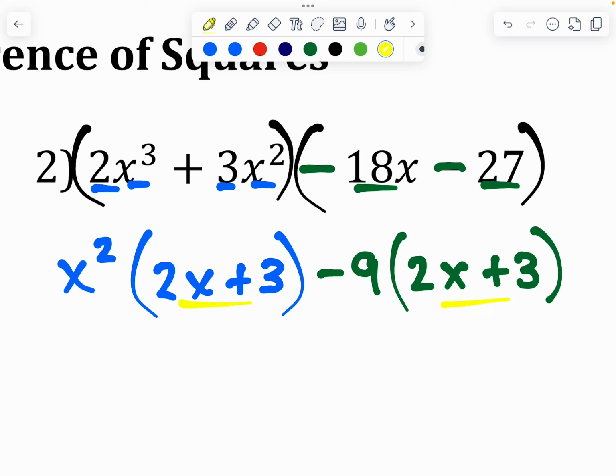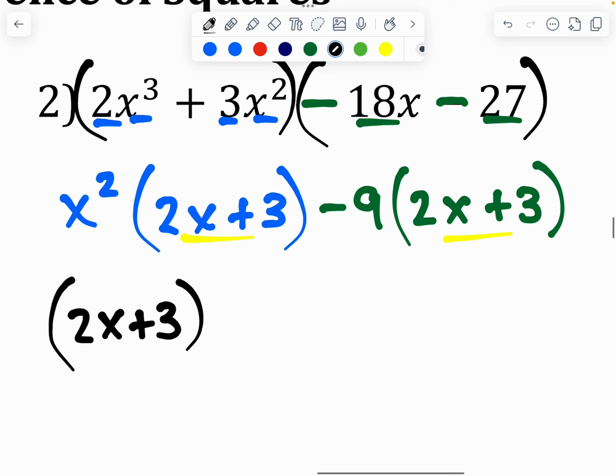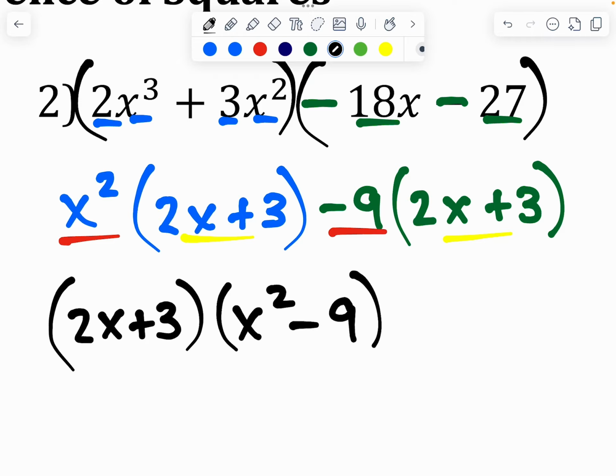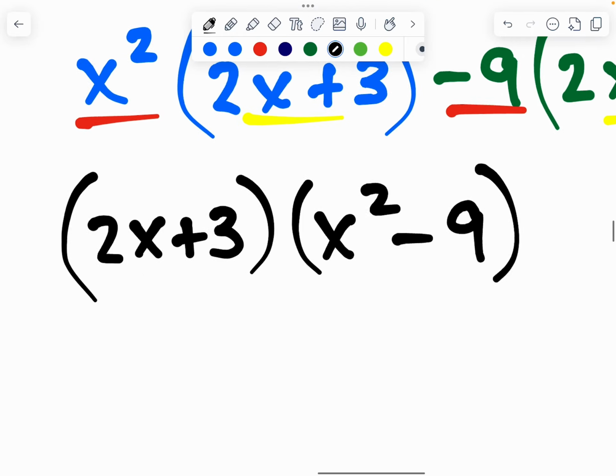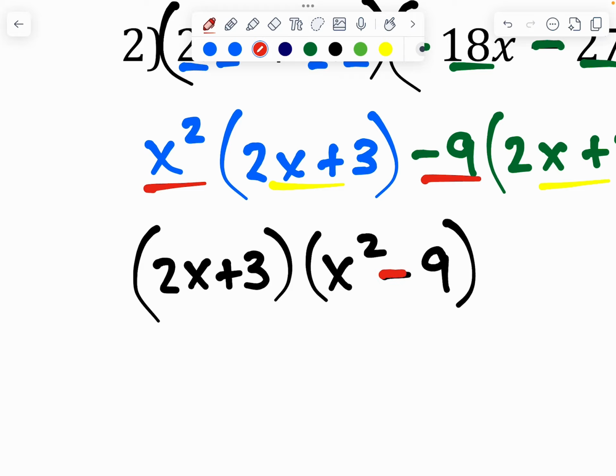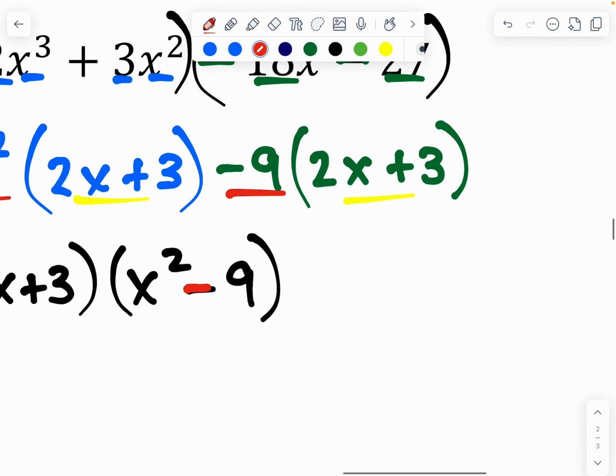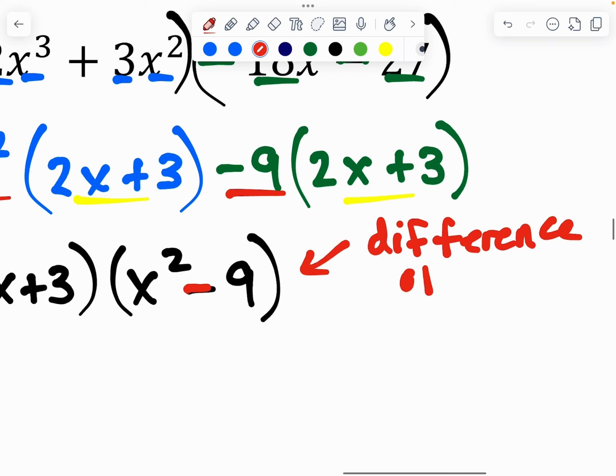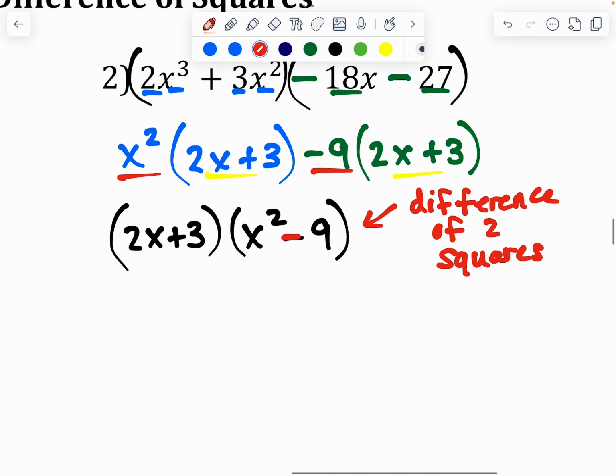These do match. Since they match, I can write my factor down here only one time, and then I'm going to write what's left. What's left is x squared minus 9. All right, now I need to check again. Since this is a negative, is this the difference of two squares? Okay, yes, because x squared is a perfect square, that's x times x, and 9 is a perfect square, it's 3 times 3. So I need to factor this one more time.